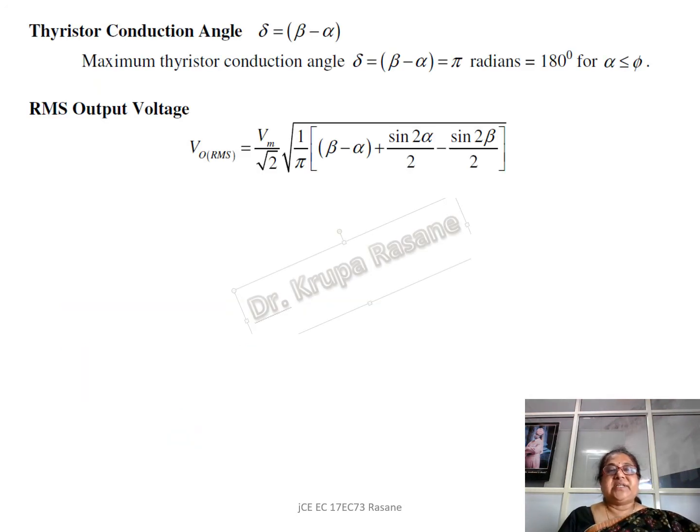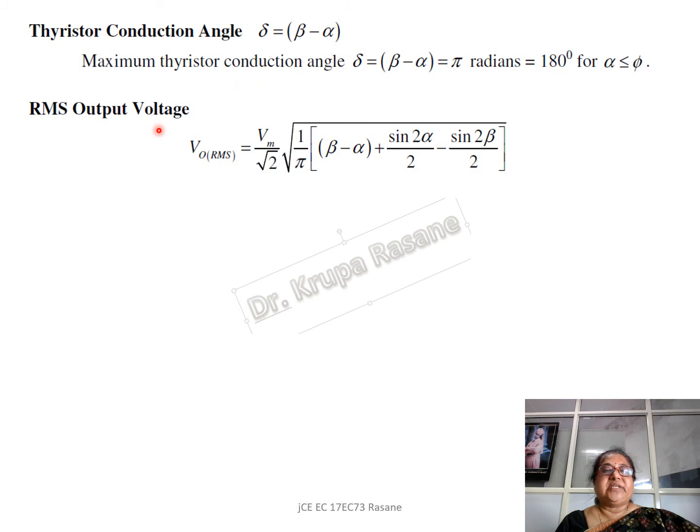So the conduction angle is given by delta equal to beta minus alpha. The maximum thyristor conduction angle delta is equal to beta minus alpha. It's just the time during which the thyristor conducts. Beta is the end time, alpha is the starting time. And that is equal to pi radians or 180 degrees for alpha less than phi. This is the condition which holds good if the triggering angle is less than phi.